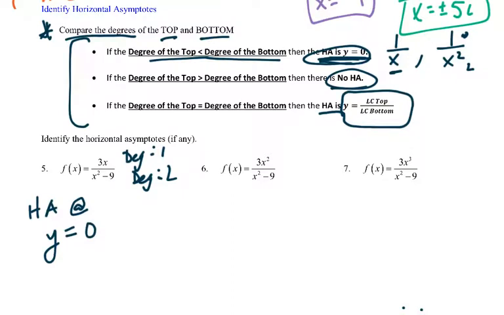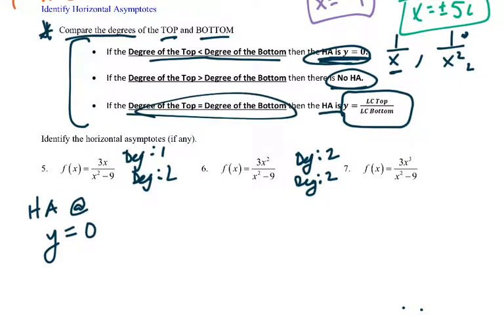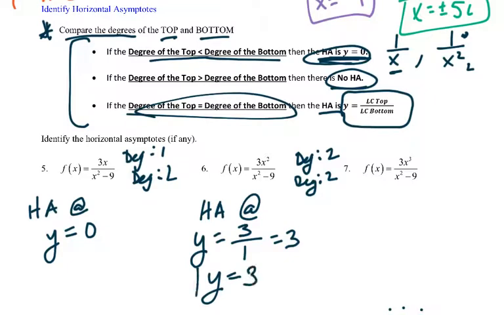On this one, the degree of the top is 2. The degree of the bottom is 2. The degrees of the top and the bottom are equal, so their horizontal asymptote is at the equation. I guess you could think of this as the equation of a horizontal line at y equals 3, the leading coefficient of the top over the leading coefficient of the bottom, which is 1. So 3 over 1 is just 3. So the horizontal asymptote on this one would be y equals 3.